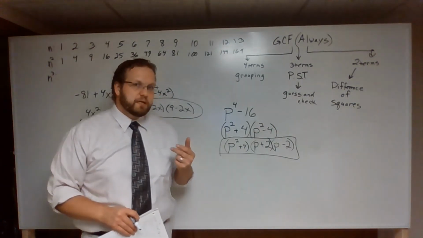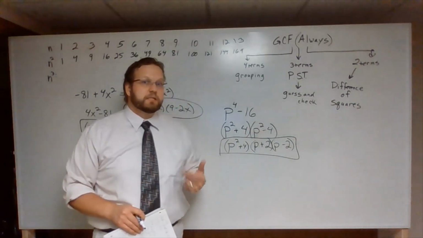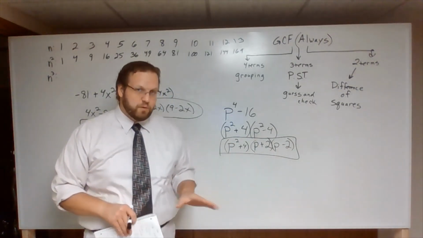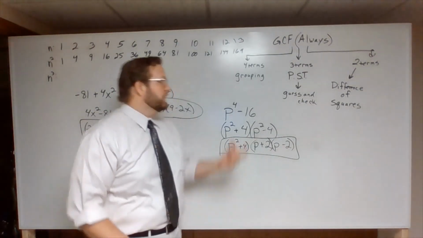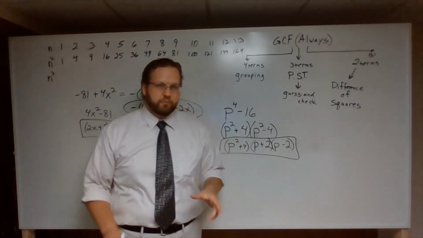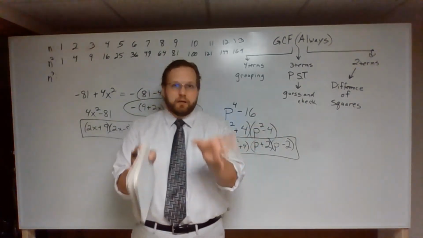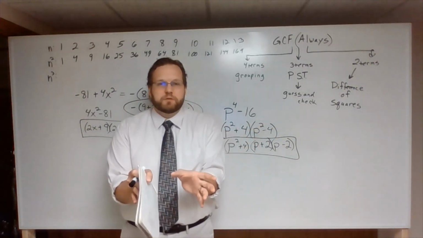So always be cognizant of these difference of squares. Difference of squares can happen anywhere because it's binomials. Guys, when we did grouping, what did we end with? We ended with 2 binomials. Maybe those are difference of squares. When we did guess and check, 2 binomials. Maybe they were difference of squares.